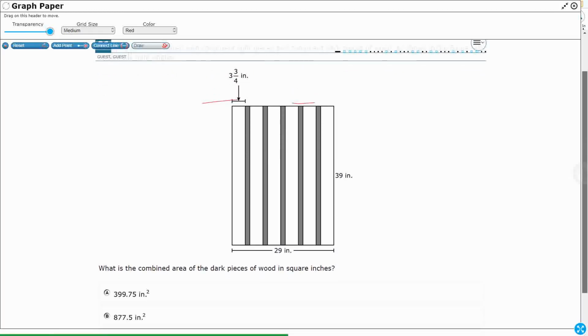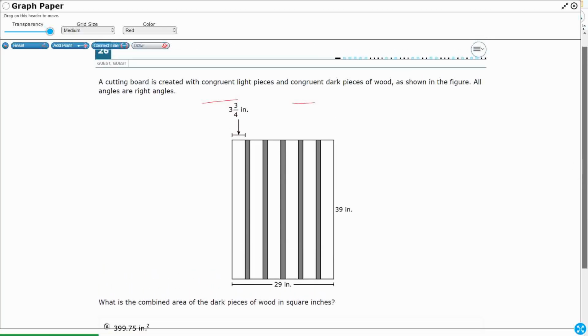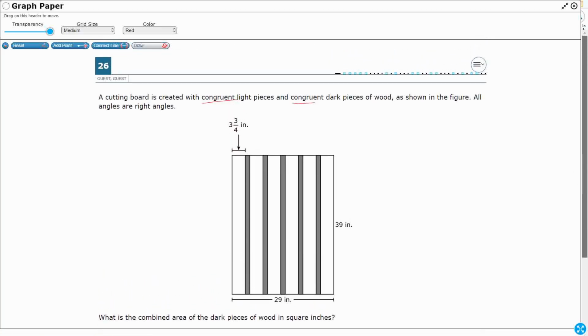And when the combined area of the dark pieces, okay, so I don't have any measurements on any of my dark pieces. I do have the length here, the 39 inches. This is going to extend all the way over. But I don't know what this is right here. So this is what I can do. I can find the total area. So let's do this. My area of my composite figure, I'm going to do that 29 times 39.